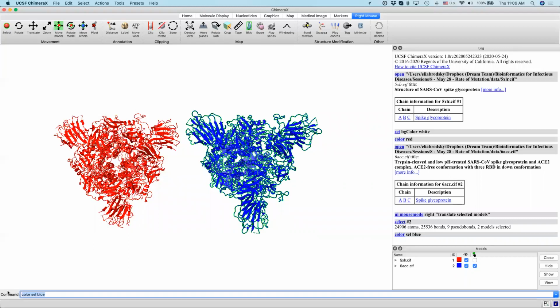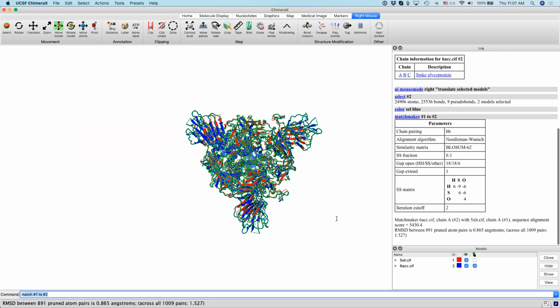So all we need to do is type in here match. And you can see that this is model number 1 and this is model number 2. So what you do is model number 1 to number 2. And you press enter. Okay, and you can see here, it's gonna take a little bit of time to do that, but here you have the result, right? So the command is just very simple, match number 1 to number 2. I'm just going to put that in chat.